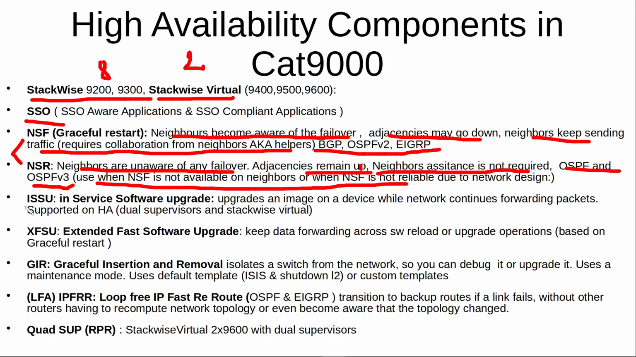You can also use the Cisco features such as in-service software upgrade that will upgrade an image on a device while the network continues to forward packets. It is supported on high availability scenarios such as having 2 supervisors or in a StackWise Virtual scenario. The extended fast software upgrade will keep data forwarding across switch reloads.